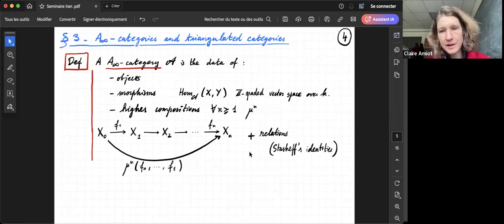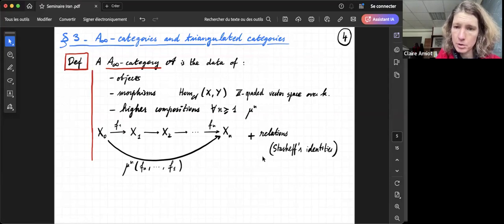This higher composition should satisfy many complicated relations called Stasheff identities. I don't give you these relations in this talk, but there are relations that have to be satisfied. Just a few remarks now about this notion of A infinity category.